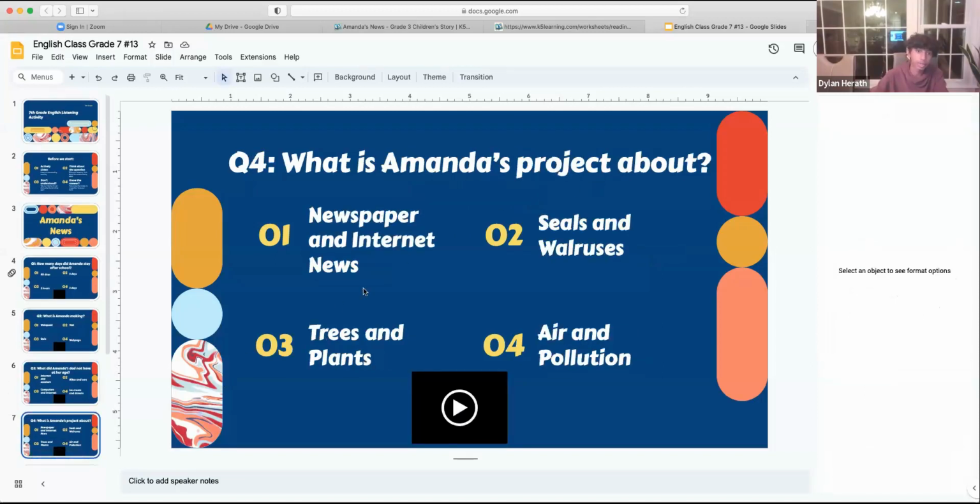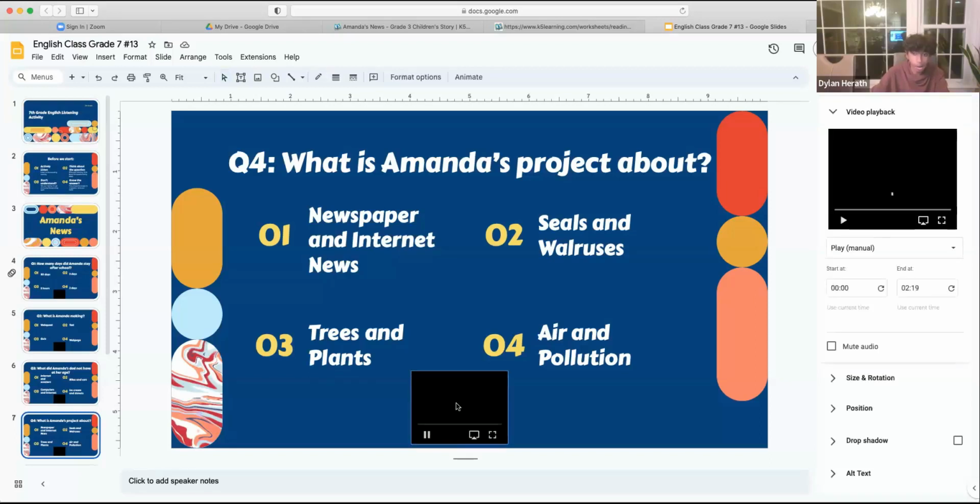Okay, number 4. What is Amanda's project about? So is it newspaper and internet news, seals and walruses, trees and plants, or air and pollution? I will play it from right here.